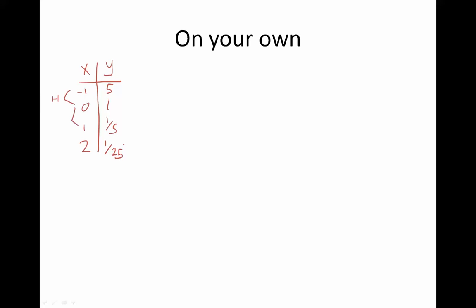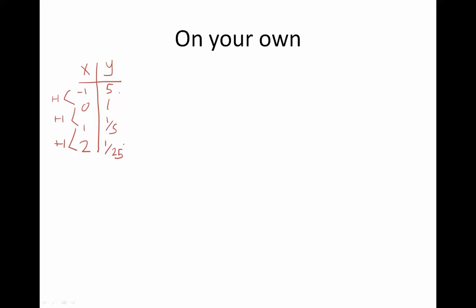Notice on the left-hand side, we are going up by ones. That's good. On the right-hand side, what's happening? We're going from 5 to 1 to 1/5 to 1/25. This is obviously multiplication that's happening, so I know it's exponential. And notice that I am becoming smaller as I multiply things. That's usually an indication of decay.